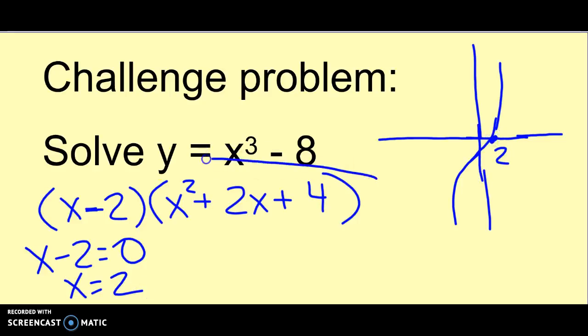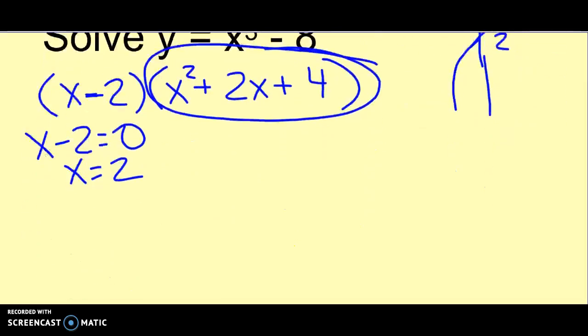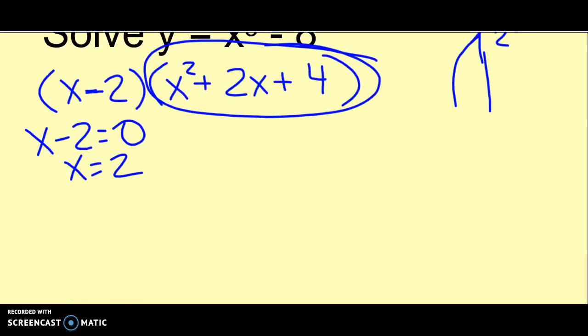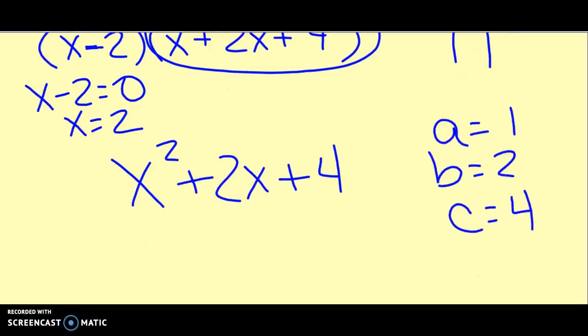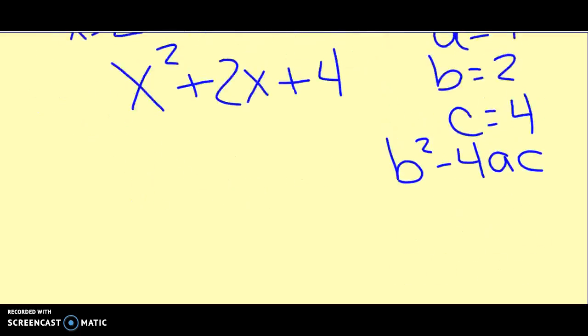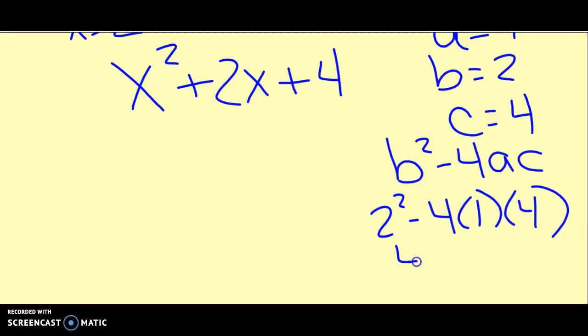So now we've got to use the quadratic formula to find the solutions to this one. Because this can't be factored, you can't see it, so let's use the quadratic formula to solve this part right here. So a is 1, b is 2, c is 4. All right, so we're going to go b squared minus 4ac, plug that in, and we get 2 squared minus 4 times 1 times 4. I think I'm doing that right. 4 minus 16 is negative 12.